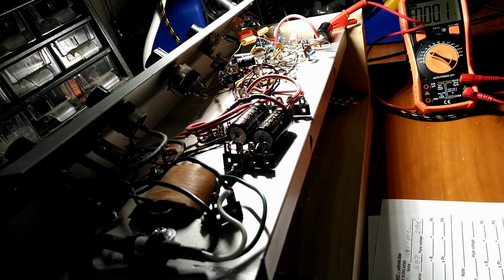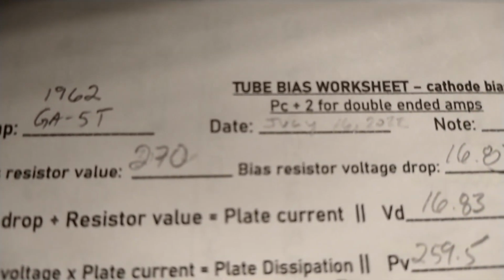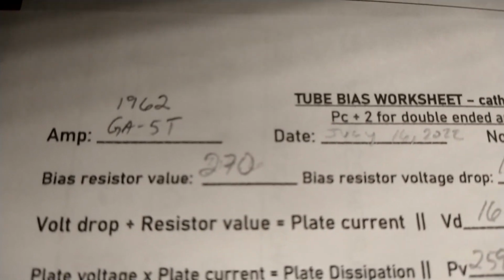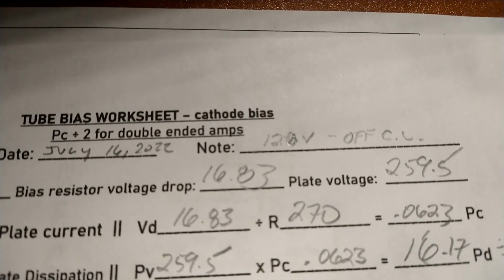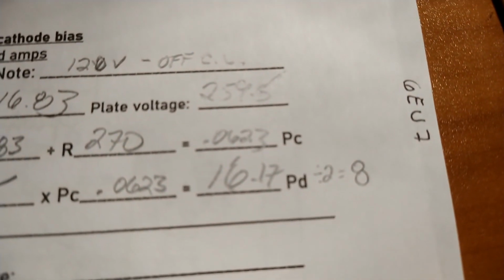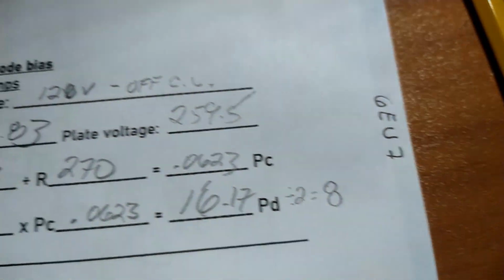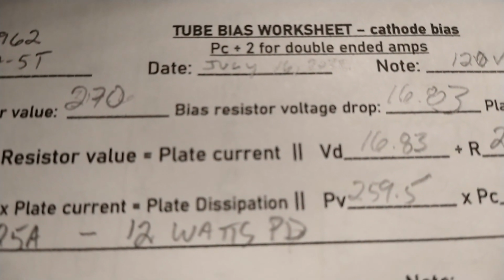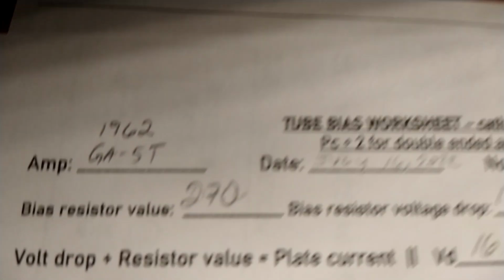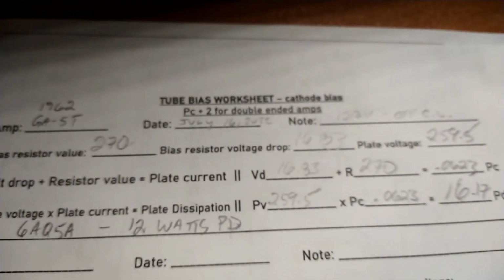All right, we'll do some calculations and see where we're at. All right, and as suspected, we're going to have to go in and change the bias resistor. And we'll measure the exact resistance of that resistor when we pull it out of the amp. But assuming it's a 270 ohm resistor, the voltage drop 16.83, plate voltage was 259.5. So if we do all the math, we come out with 16.17 watts of plate dissipation. Divide that by 2 because it is a double-ended amp, and we're at 8. And a 6AQ5 has 12 watts maximum plate dissipation. So we're going to try a little bit smaller bias resistor, depending upon what this guy measures, and get it a little bit closer to 12. Hang tight. We're almost there.